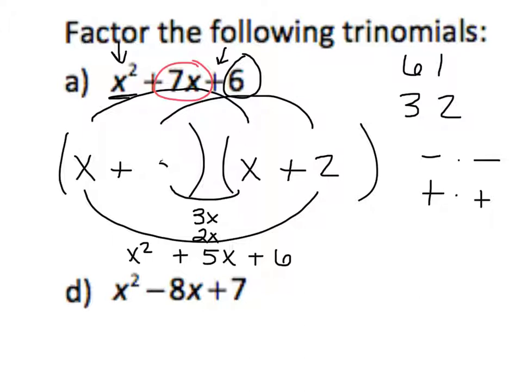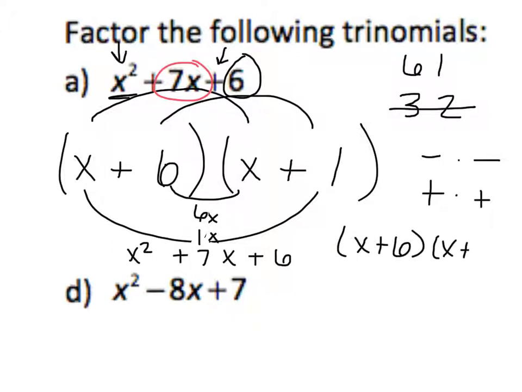I'm going to go ahead and change my factors. I'm going to change the 3 and the 2 and see if that changes my outcome a little bit. So now I'm going to pick this 6 and 1. Okay, so 6 times x is 6x. 1 times x is 1x. 6x plus 1x is 7x. And that's what my original problem was. So I know that my answers, my factors, are going to be x plus 6 and x plus 1.